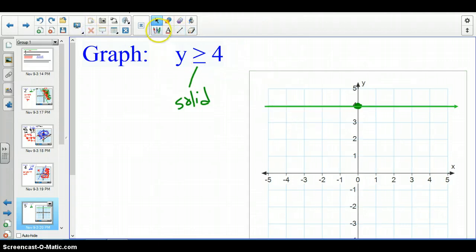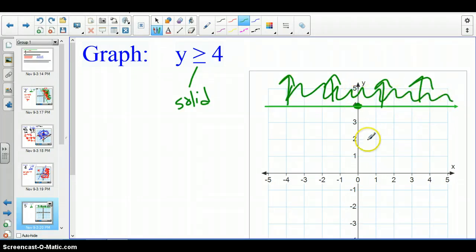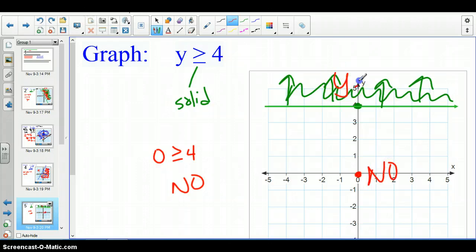Now, where are the numbers greater than 4? Where are the numbers on the y greater than 4? Going up. Everything above it. Okay, pick a number, plug it in. So for instance, let's pick 0. Is 0 greater than 4? No. So this point doesn't make it true, so up here it has to be yes.